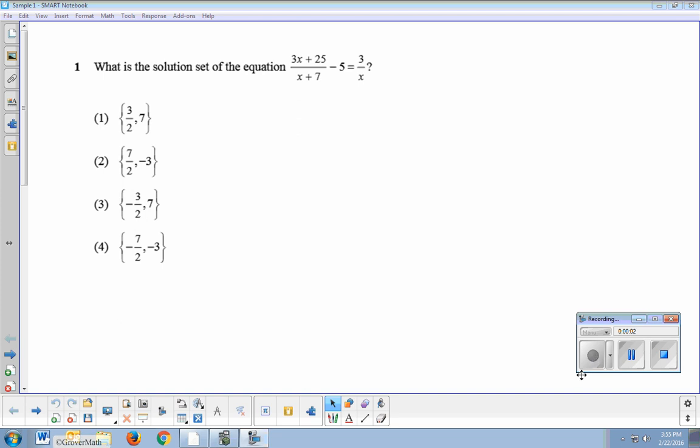Algebra 2, state sample questions. Number 1. What is the solution set of the equation (3x plus 25) divided by (x plus 7) minus 5 equals 3 divided by x?